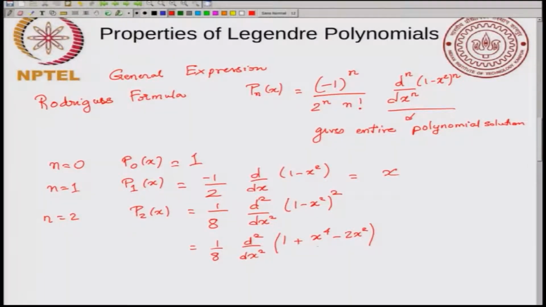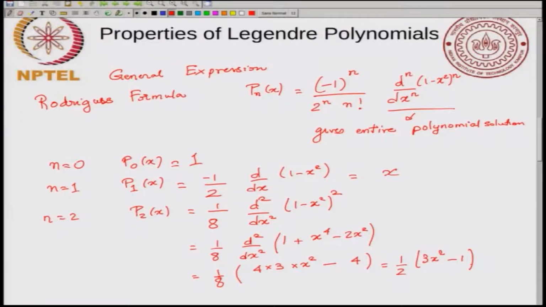When you take 2 derivatives of 1, you will get 0. When you take 2 derivatives of 2x², you will get 4. Minus 4, okay. So, this gives me 1/8 times 4 into 3 into x² minus 4, okay. So, this is nothing but half (3x² minus 1), which is exactly what we had earlier.